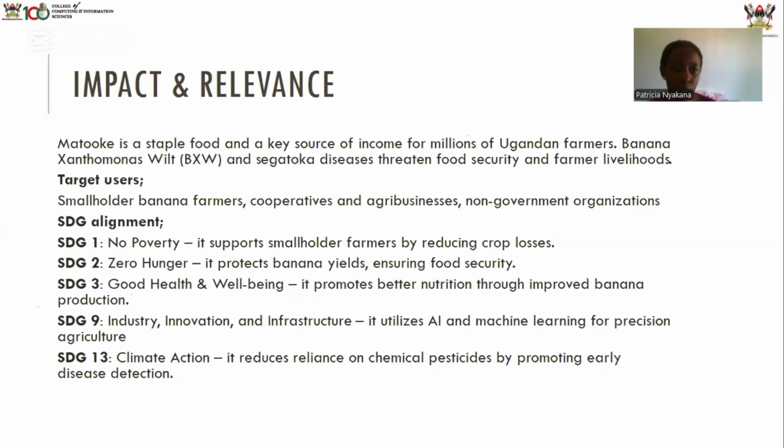Hi everyone. We are going to continue with our presentation and look at the impact and relevance of our project to Ugandans and to the agriculture sector. Matoke is a staple food and a key source of income for many Ugandan farmers, both small scale and large scale. But most times banana wilt, as well as Sigatoka and other banana leaf diseases, threaten these crops. In turn, they threaten food security and farmer livelihoods because farmers depend on these plants for survival.